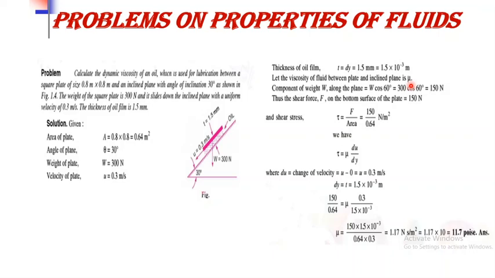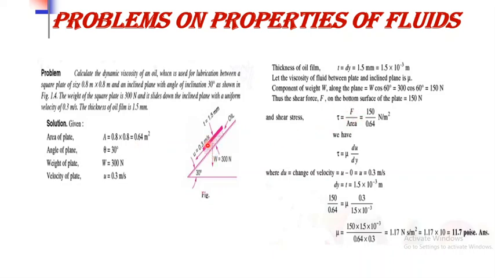For calculating this dynamic viscosity, again we have to use Newton's law of viscosity, that is tau is equal to mu into du by dy. As we know the value of du by dy and we have to calculate the value of mu, the unknown here is the stress. For calculating the stress we use the formula force upon cross sectional area. The cross sectional area of the plate is given, that is 0.8 by 0.8 meter. So we have to calculate the value of force.